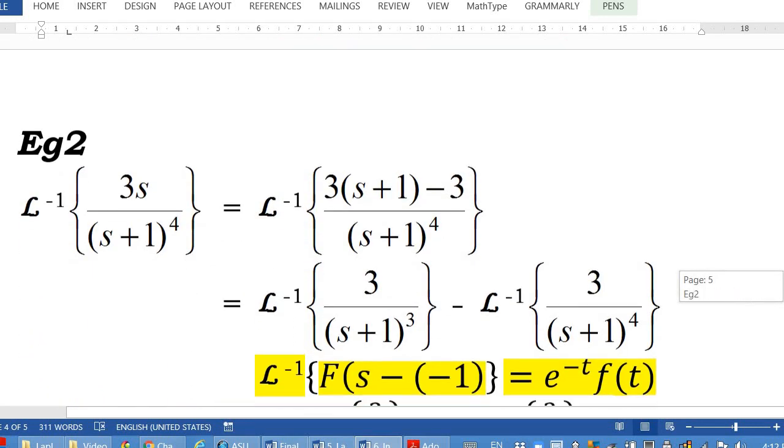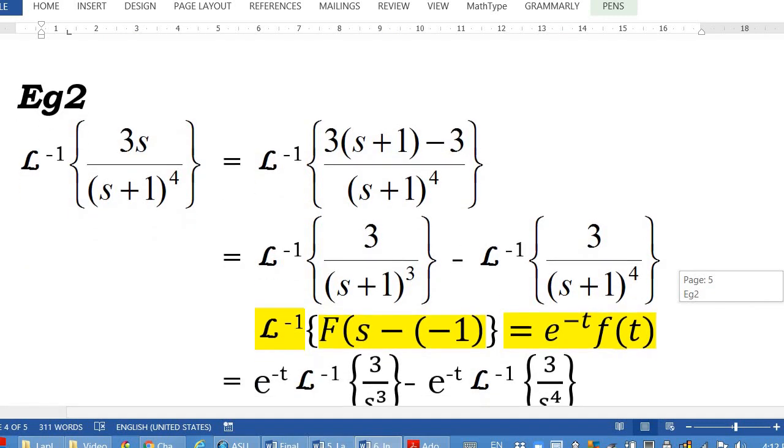Okay, the second example: the inverse Laplace of 3s over (s plus 1) to the power of 4. Again, this is in the form of the inverse Laplace of F(s minus negative 1), so the result should have the exponent e^(-t) times f(t), because the inverse Laplace of F(s minus a) is e^(at) f(t), where the a in this case is negative 1.